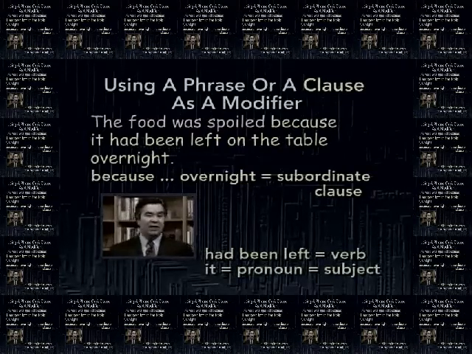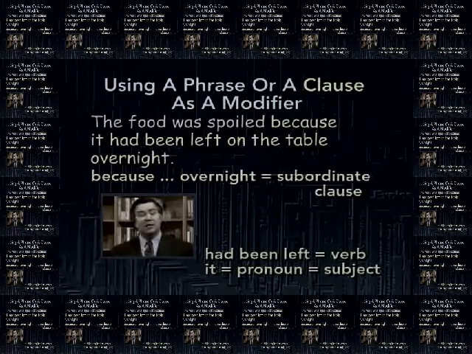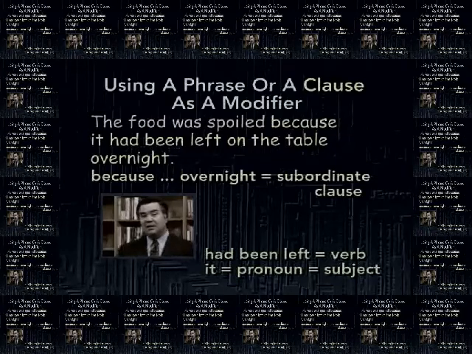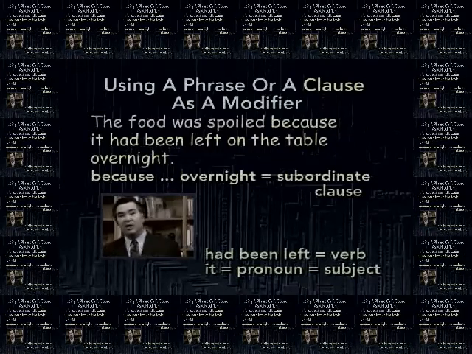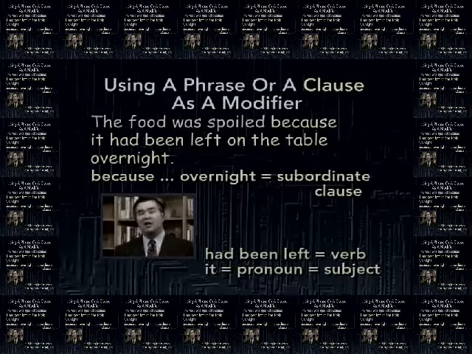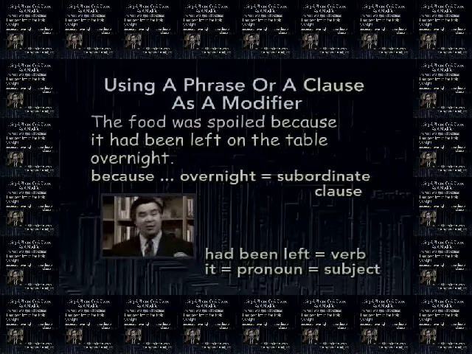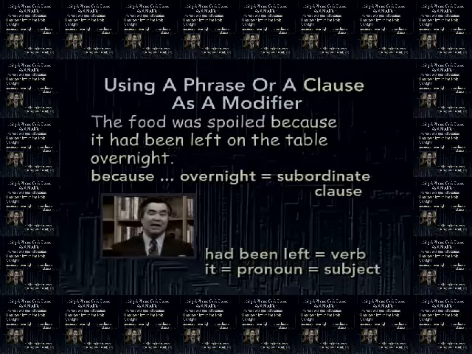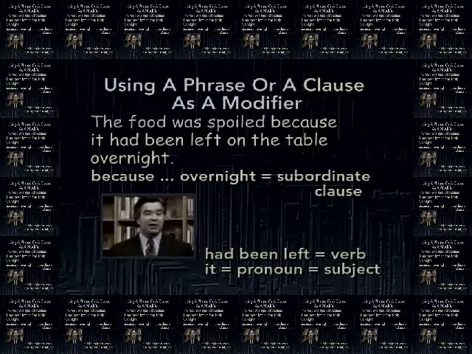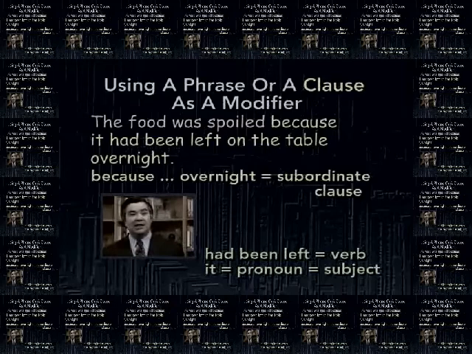Because it had been left on the table overnight is a clause, but it can't stand alone as a sentence. That word at the beginning, because, turns it into a subordinate clause. Because is a subordinating conjunction, and when it begins a clause, the clause can't stand alone as a sentence. If you saw this standing as a sentence, you would say, that sounds incomplete. I don't understand what's being said.